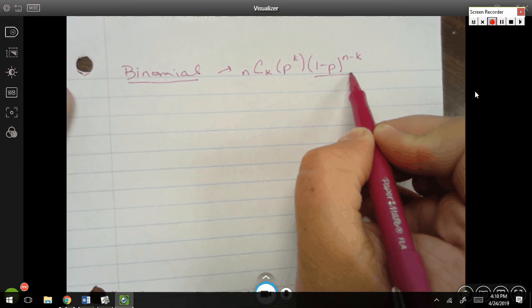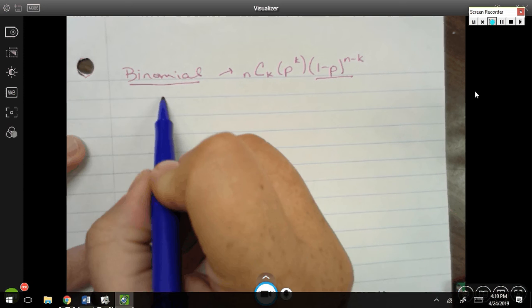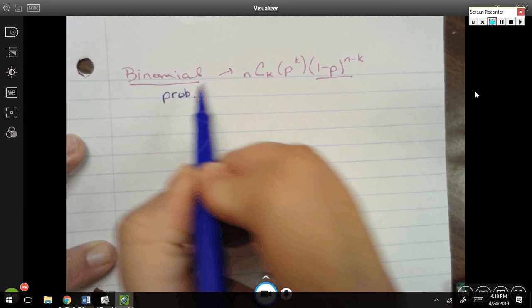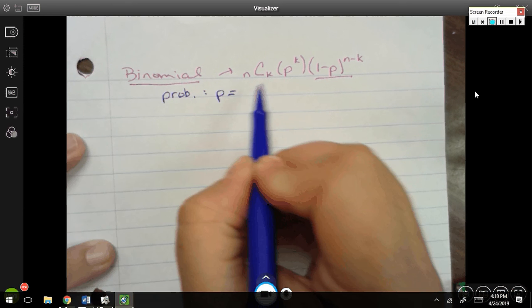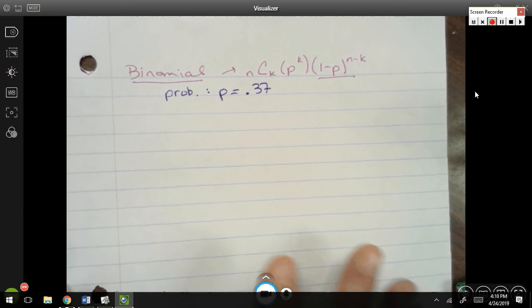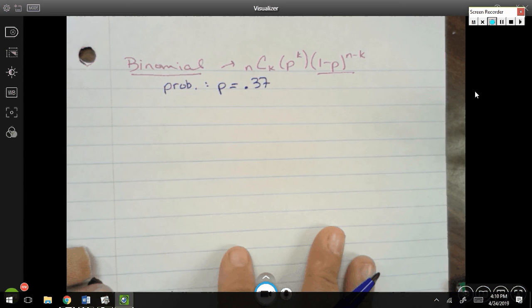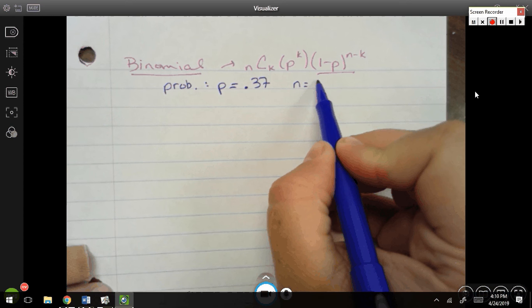Okay, this little piece is all my leftovers, right? That's what's left over of my p. That's what's left over of my n after I take the k away. So let's say I have a binomial situation set up, and the probability of success, or my p, is 0.37. Okay, and my number of trials is 4.